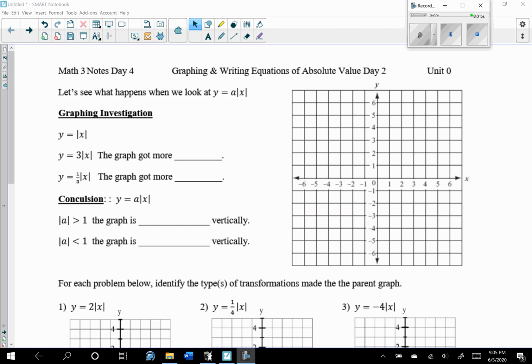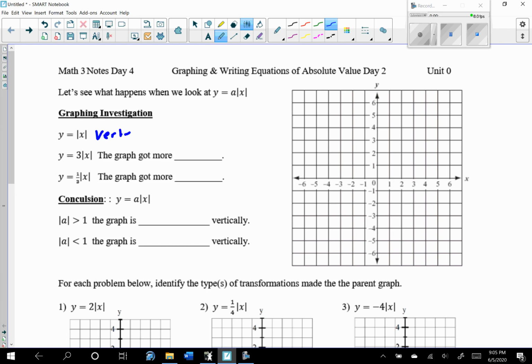Graphing and writing equations of absolute value, day 2. So we're going to go ahead and see what happens when we look at the graph of y equals a times the absolute value of x, so with that a value on the outside. And hopefully you remember what that a value does if you think about your quadratics from last year, but if not, that's okay.